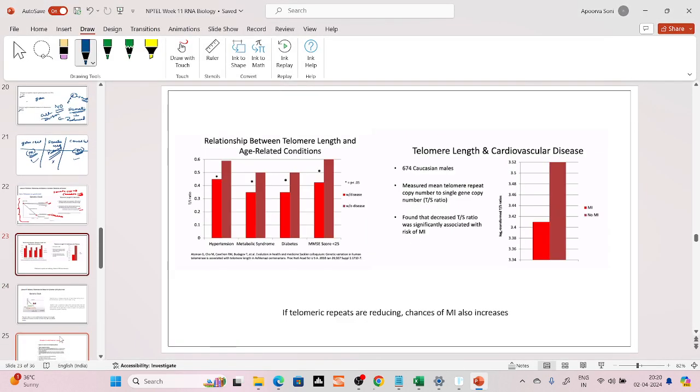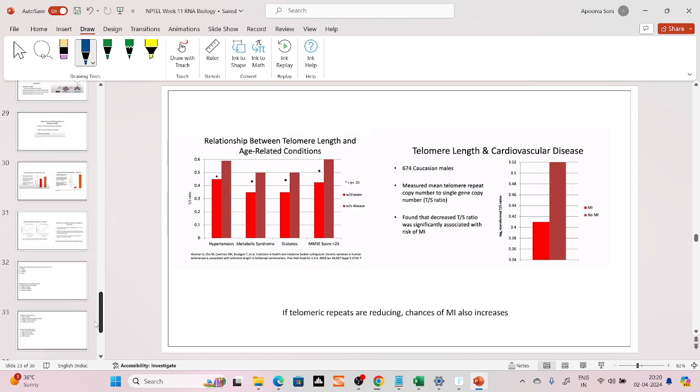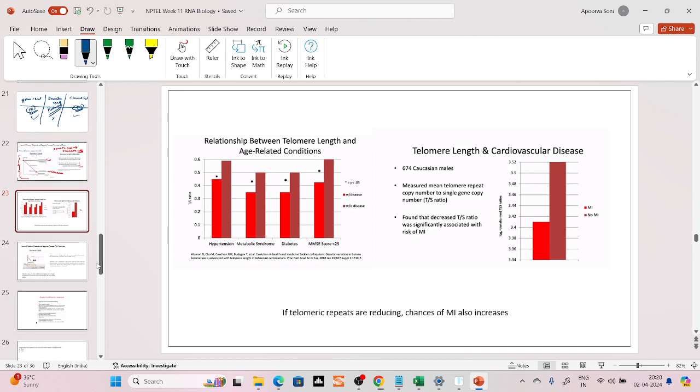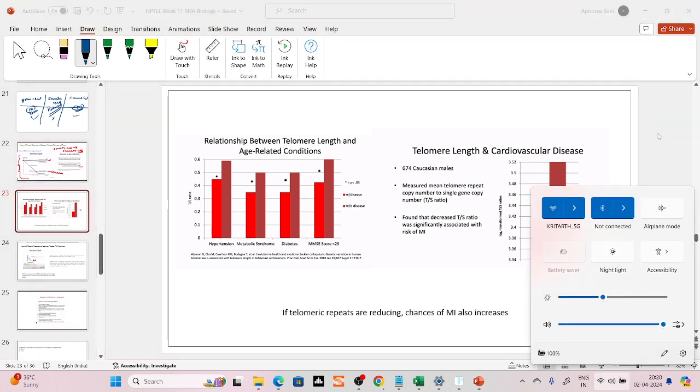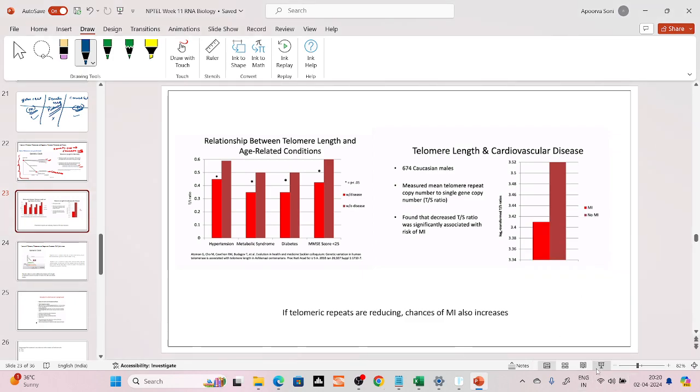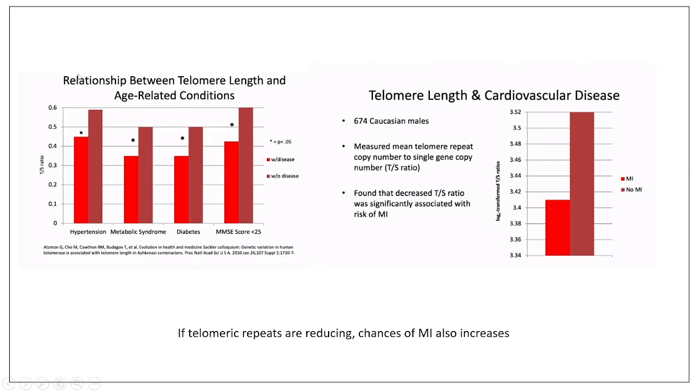Now, so today's class is very light. Things are very light, and all you need to understand is the logic behind it. It's very interesting also. Now, again, you see the relationship between telomere length and age related conditions. Okay, these are different age related conditions.